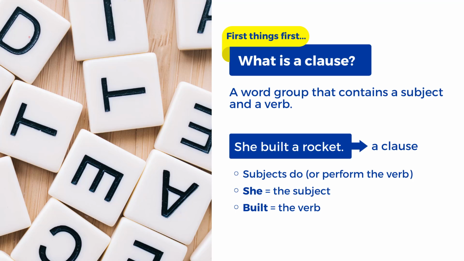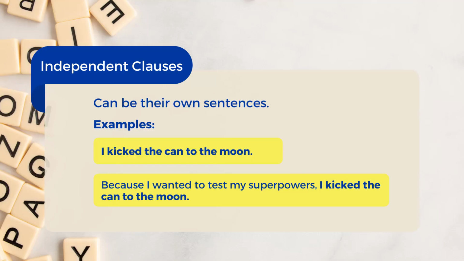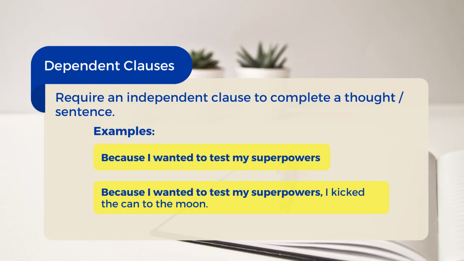The building block of a sentence is a clause, and this is a word group that contains a subject and verb. So for example, in "she built a rocket," this is a clause. And built is the verb, and then the subject does the verb or performs the verb. So who's building the rocket? She is. She is the subject. Independent clauses can be their own sentences. I kicked the can to the moon. Dependent clauses rely on those independent clauses. They can't stand by themselves. They're not a finished thought alone.